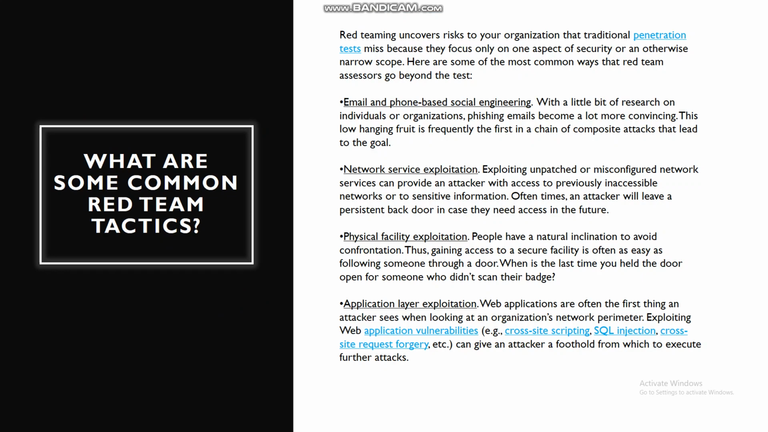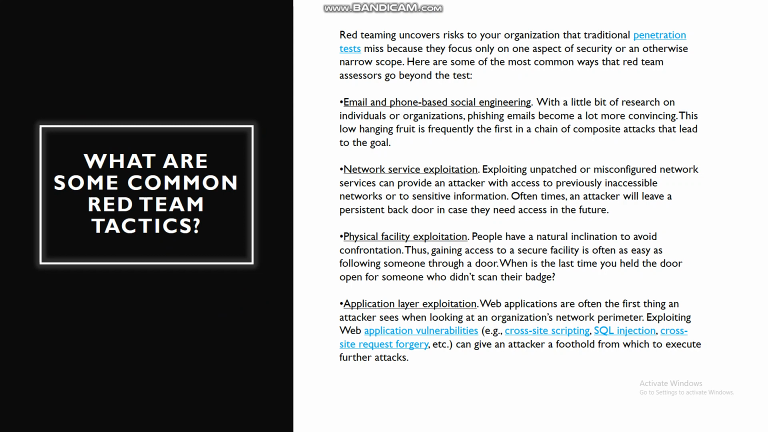So we jump to what are common red team tactics. First is email and phone based social engineering. Most of the companies' red team work is social engineering. Why? Because social engineering is easy to attack through dumpster diving, through shoulder surfing, and through email we can do phishing.